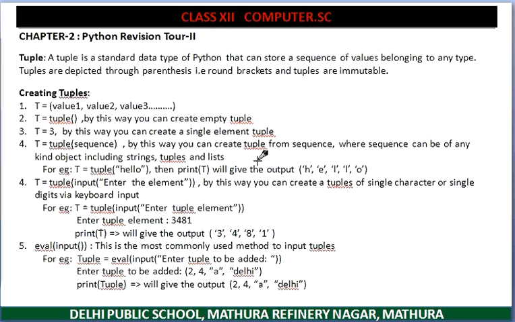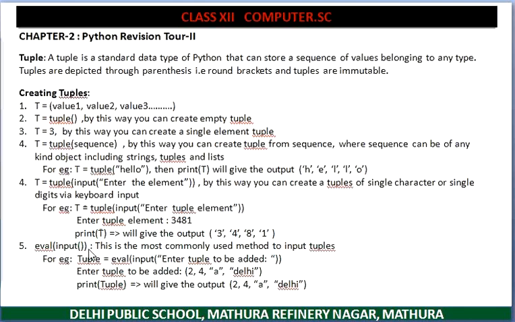So here we are creating the tuple from a string, t = tuple('hello'), and print t will give the output in the form of a tuple. Next, t = tuple(input('Enter the element')). By this way we can create the tuple from a single digit. Here t = tuple(input('Enter tuple element')). So here we are reading a single digit and giving the output in the form of a tuple.